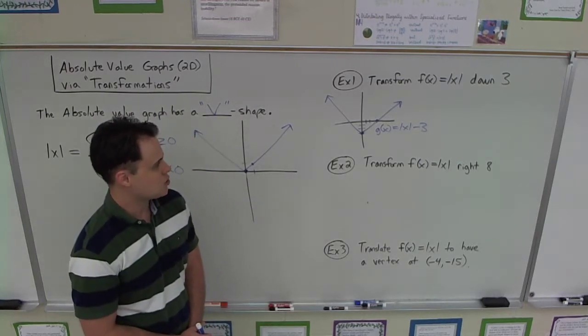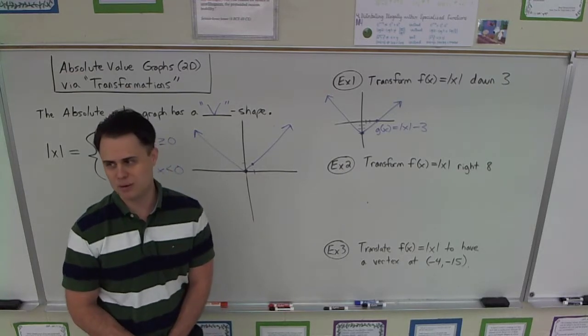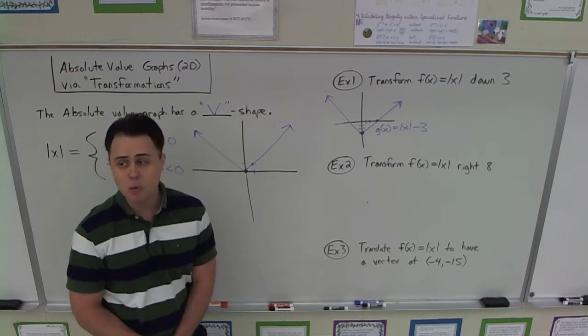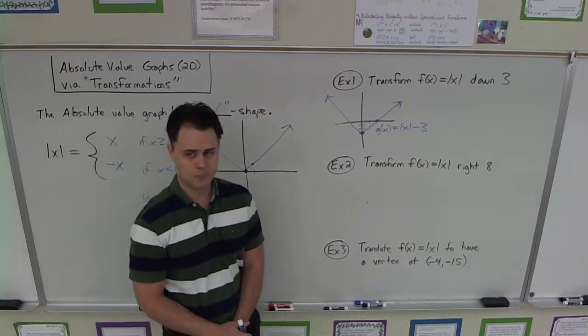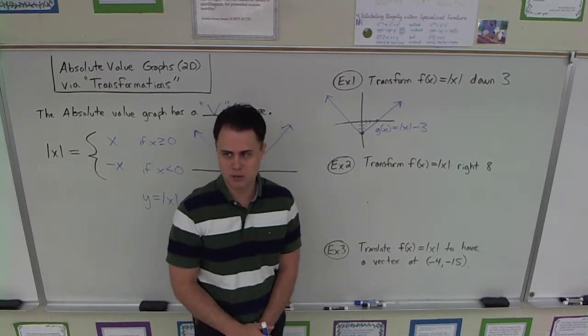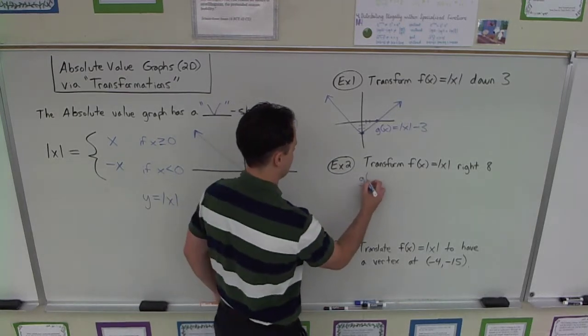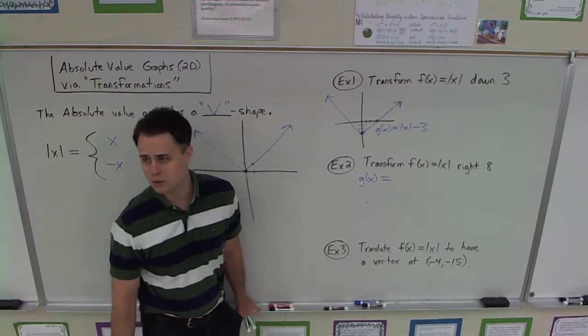All right, the second example says transform f of x equals the regular absolute value again. Make a new function with it that goes right by 8. So I want you guys to tell me what to do, and then we're going to try to make sense of it. So look at your sheet. If you're watching the video, you can pause it. Look at your sheet, find the right or left spot, and tell me what to write. So what am I going to write? I'm going to write g of x equals what? Have a look. It tells you everything as a cheat sheet.